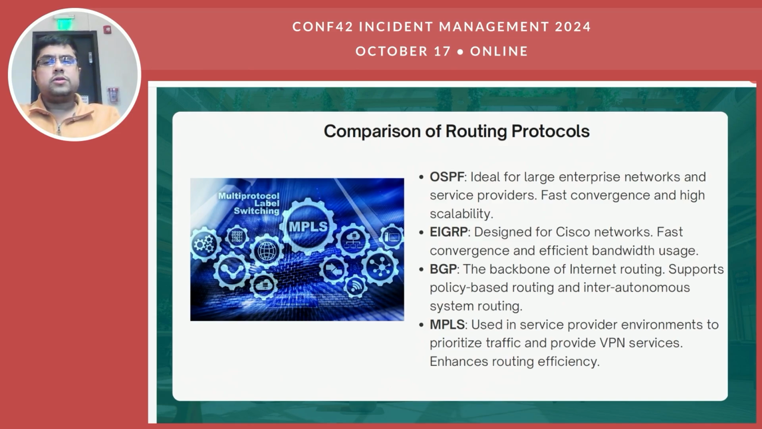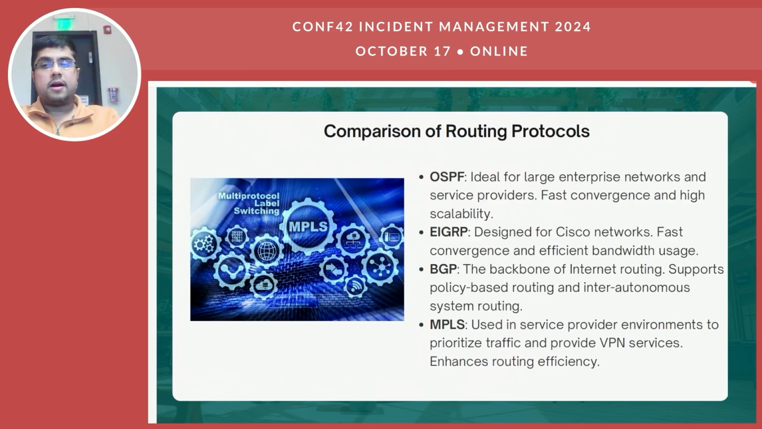So now let's do some comparison between the protocols that we just discussed. OSPF is basically ideal for large enterprise networks and service providers, for fast convergence and scalability, making it a top choice. EIGRP, as I mentioned, is designed for Cisco networks, offering quick convergence and efficient bandwidth usage. It's highly efficient in terms of computational resources.